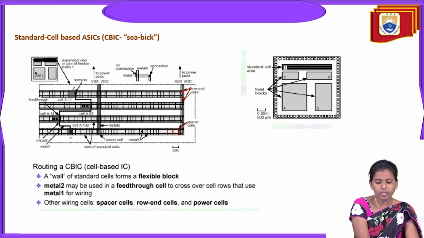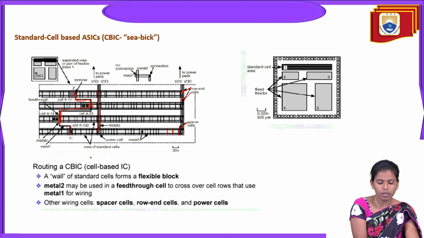And here we see, like you can observe here, this is a feed. So the power can be considered from this feed through. And so here we have cell 11, cell 14, 23, 132, and this is a metal 2, okay, and these are the power cells, and this is a metal 2, okay.